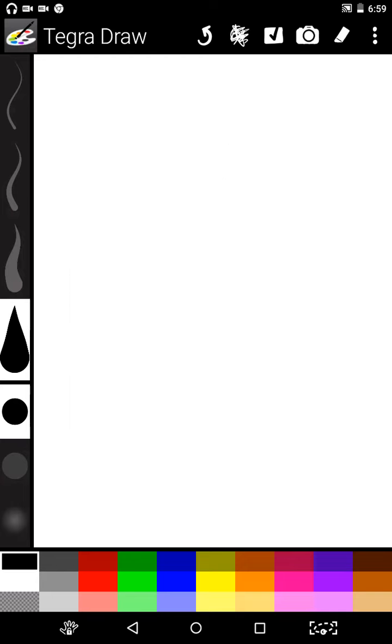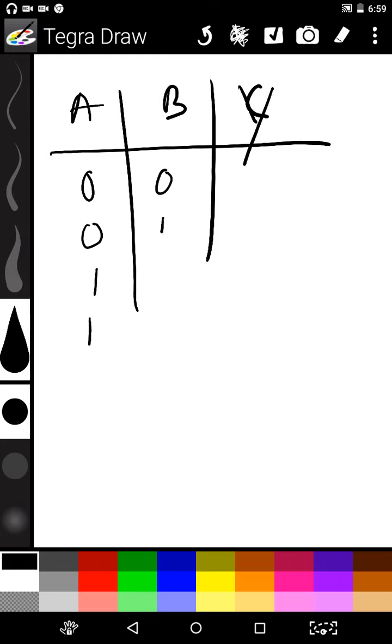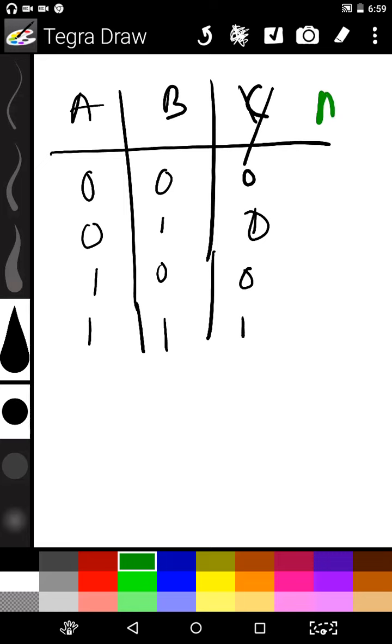Now let's say a truth table is given like this, with inputs a, b and output y, for an AND gate. The inputs are 0 0 1 1 and 0 1 0 1. The AND gate output will be 0 0 0 1. This is the AND gate truth table.